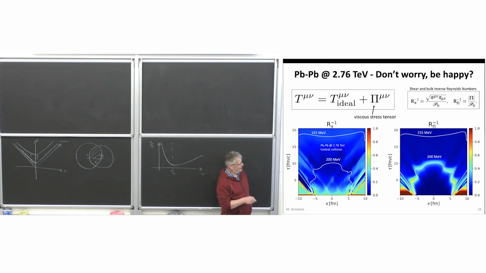And as we can see out here in the periphery, it's always out of equilibrium. That's not surprising. But in the interior, we see that there's a time scale, roughly 2 Fermi over c, after which everything starts to get nice and blue.